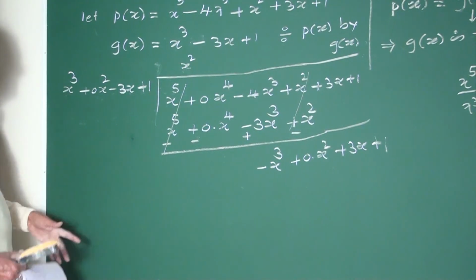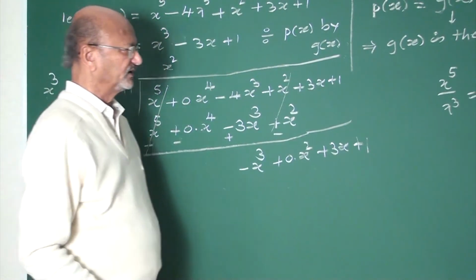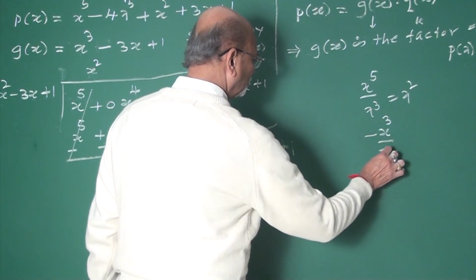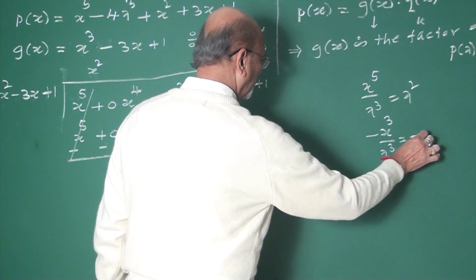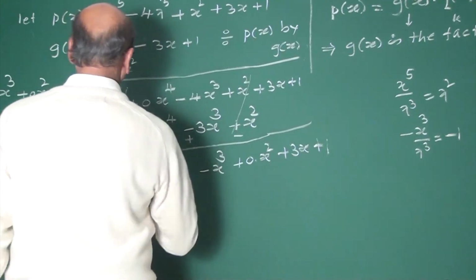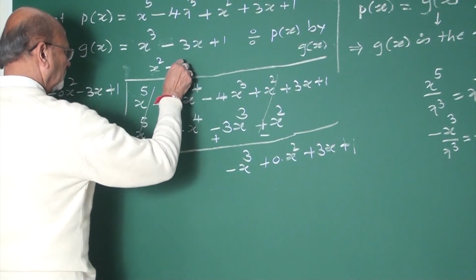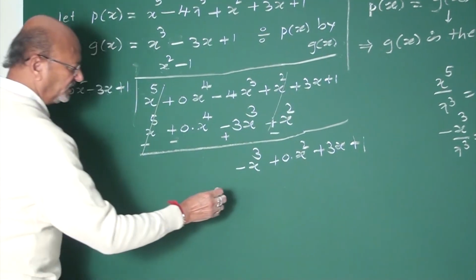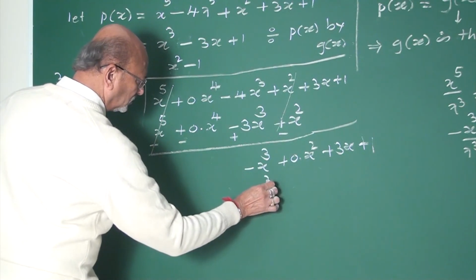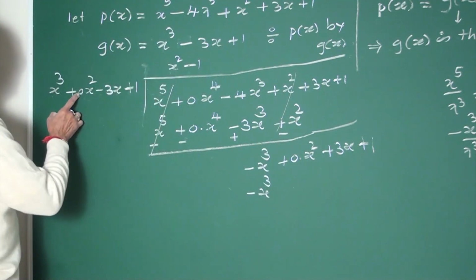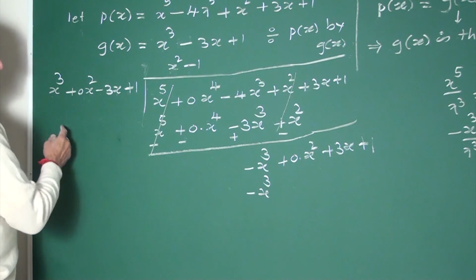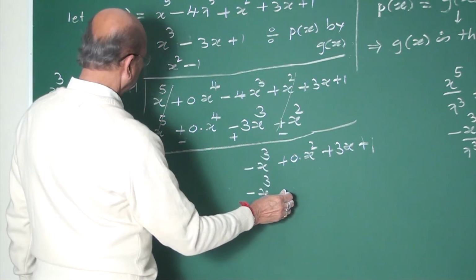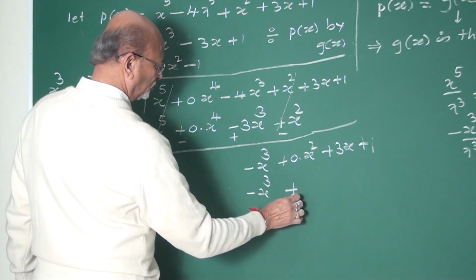Minus x cube by x cube. Yes, my friends. Now you are dividing minus x cube upon x cube, which is minus 1. Then you have to write what here? This is minus 1. Minus 1 with x cube, minus x cube. Minus 1 with 0 x square, it is what? Plus or minus, right? It is plus 0 into x square.